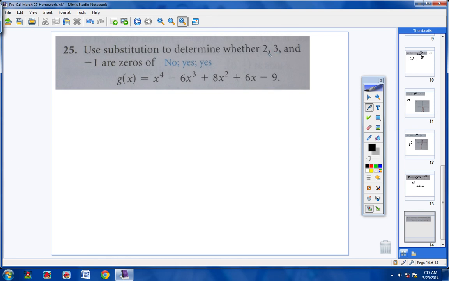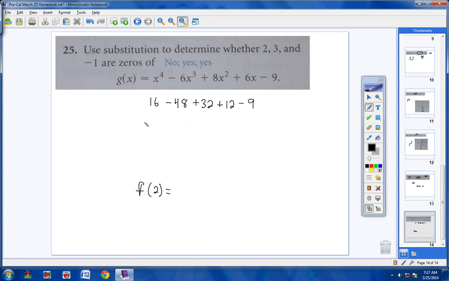Let's see what happens. Let's put a 2 in. I'm going to try to do this. 2's pretty small, so's 3, and so's -1. I'm going to try to do those in my head. If I put everywhere there's an x, I'm going to put a 2. So here we go. 2 to the 4th power is 16. 2 to the 3rd power is 8 times 6 is -48. 2 squared is 4 times 8 is 32. 2 times 6 is 12. Bring down your -9.